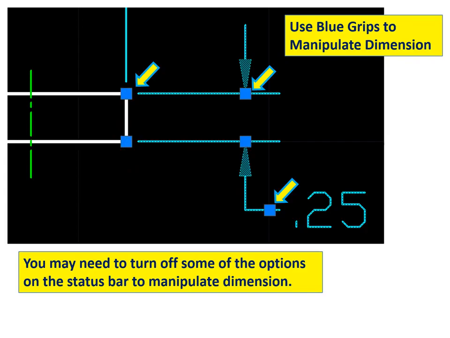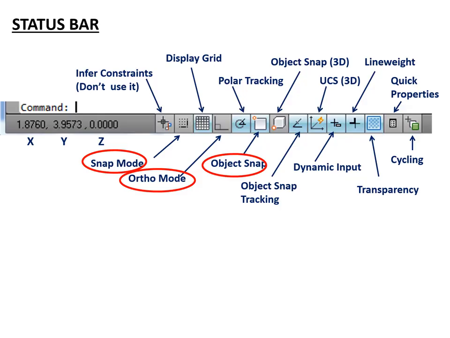Next slide. Okay, when creating dimensions, you do want to have certain options in the status bar on and some off. You definitely want to have snap mode off, or else it'll snap to your grid, so it may give you inaccurate dimensions. So make sure you have snap mode off. You can tell it's off because it's grayed out.